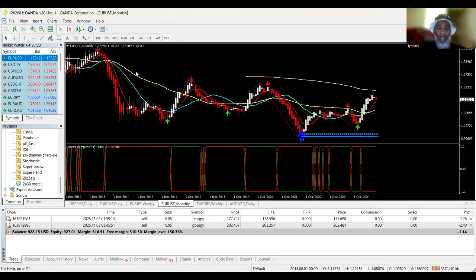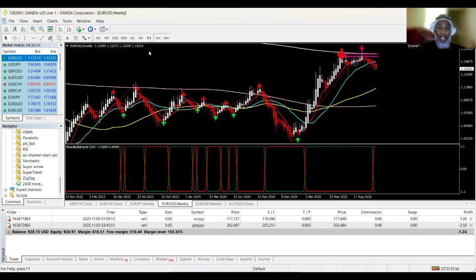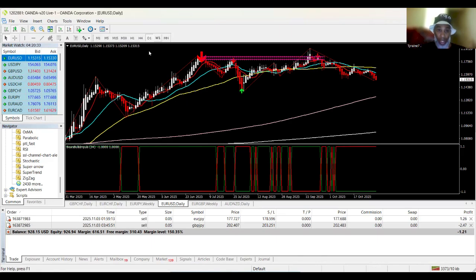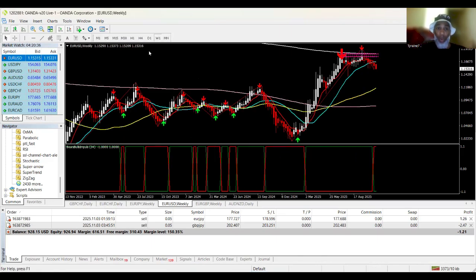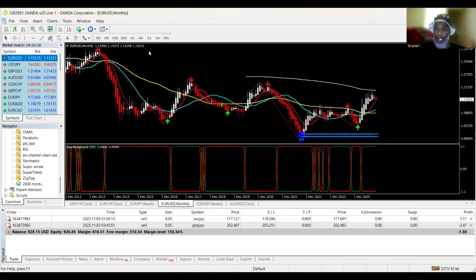Now, Euro USD, I'm really liking this for a sale. It looks like we're about to start trending down. You look at the weekly, we already have started going down. On the daily, we started to go down. So I'm really waiting for a pullback, and I would like to see a continuation for the month.